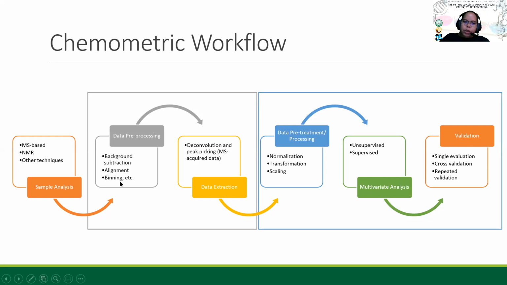So you have software for processing. You can also have your software for the chemometric analysis. Or, as I mentioned, in some cases, you can make use of one web-based platform to perform everything. So it can be your XCMS, it can be your MetaboAnalyst, or vendor-specific software, which will be your MPP for Agilent and so on.